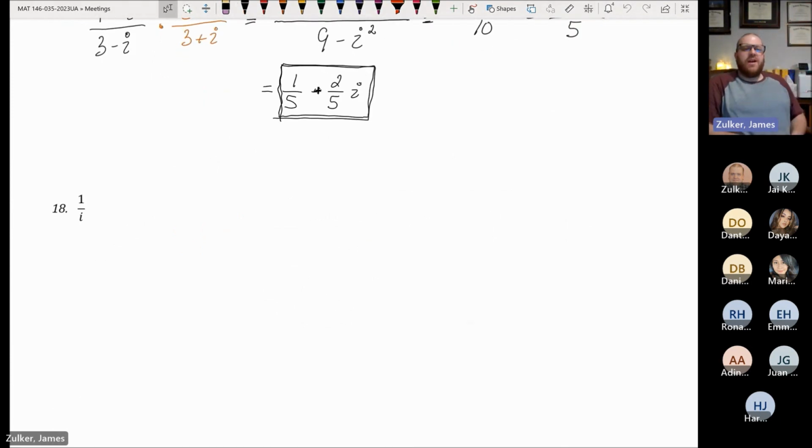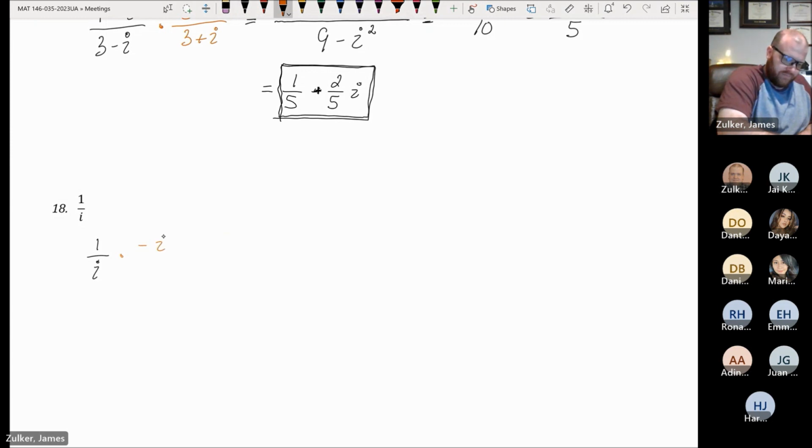Okay, so continuing on, 1 over i. Remember what we want to do? We want to multiply numerator and denominator by the complex conjugate, which in this case is just negative i. We'll get negative i over negative i squared. Just negative i.